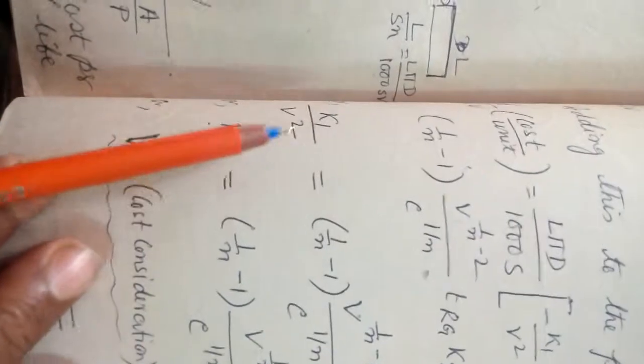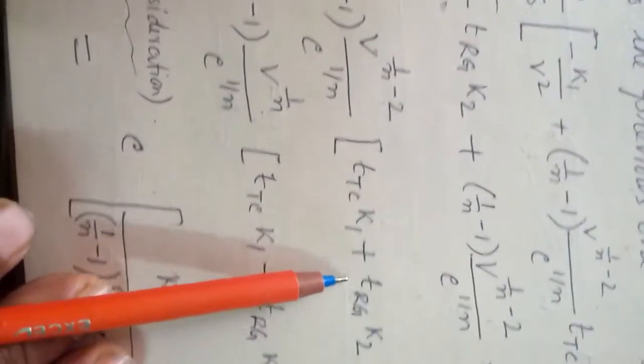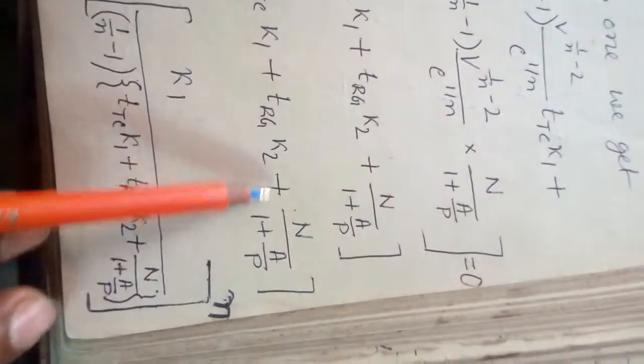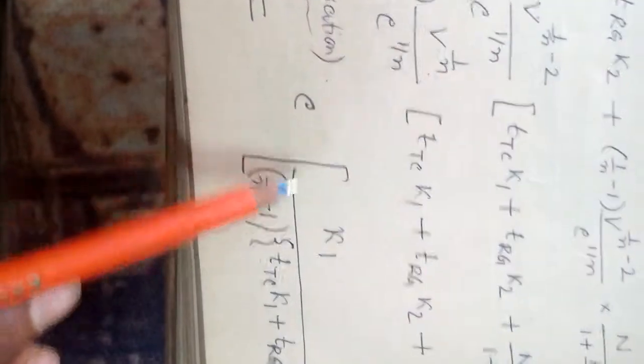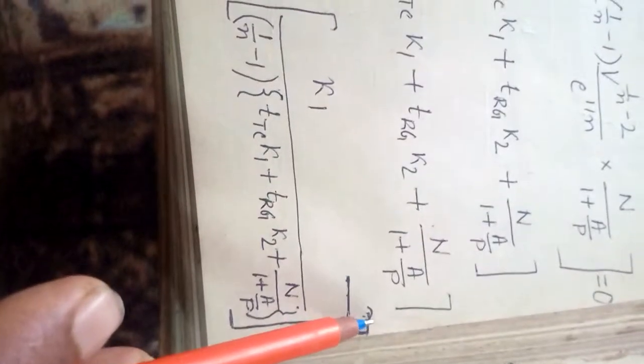So this is K1 by V square. K1 will be equal to, from the result of the differentiation, in terms of K2 and all. So V minimum, considering cost consideration, is equal to C K1 by this to the power n.